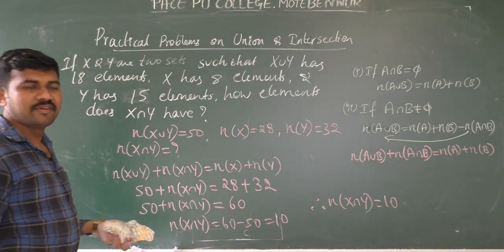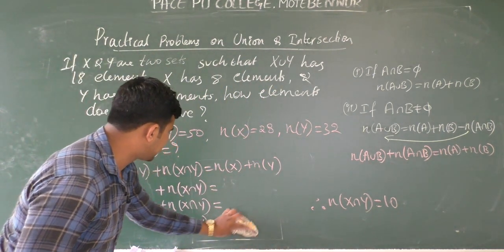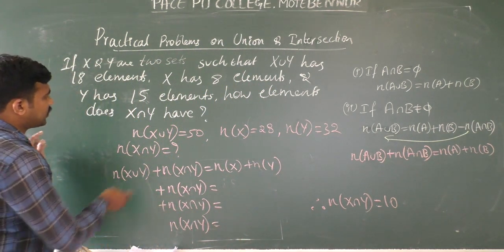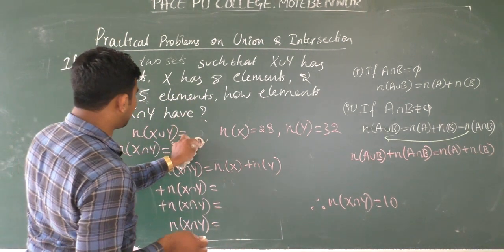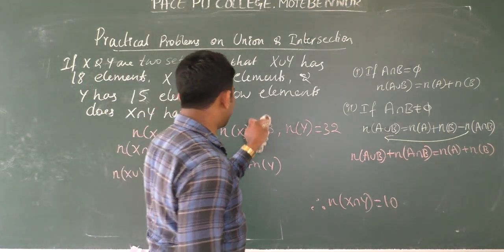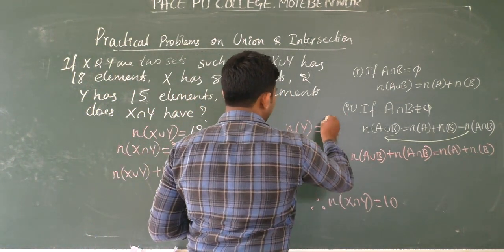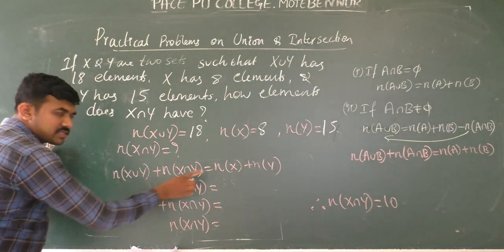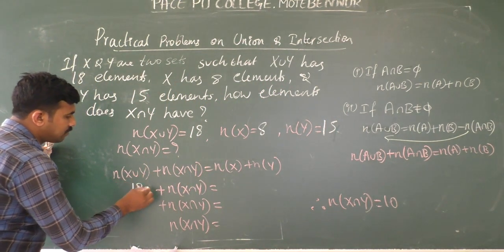Try yourself. So what is the data we have here? That is, substitute. See here, n of x union y. What is x union y? How many elements does x union y have? 18 elements, isn't it? How many elements does x have? 8 elements. How many elements does y have? 15 elements. Now, by using the formula, n of x union y is 18.